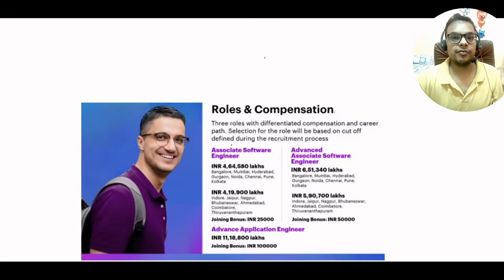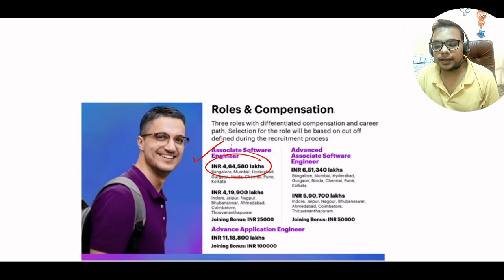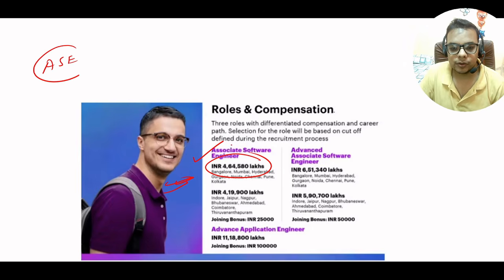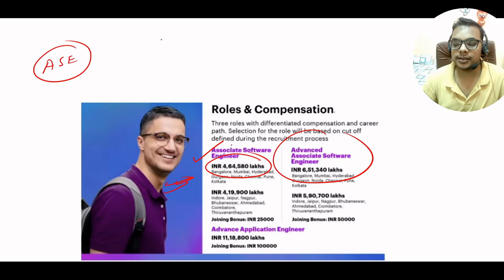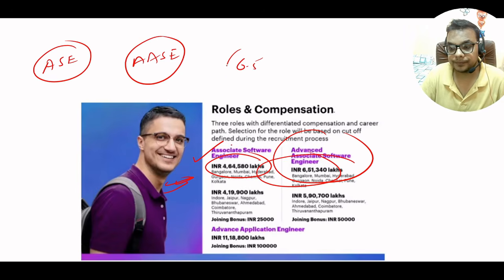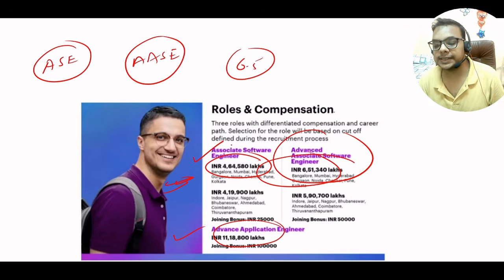So see, Accenture will be hiring for a total of three positions. The first role will be associate software engineer for the pay package of 4.64 lakhs. This is the most basic position, which is called ASE. Then we have advanced associate software engineer, that is AASE, for which the pay package will be 6.5 LPA. And then we have advanced application engineer, for which the pay package is 11.18 LPA.